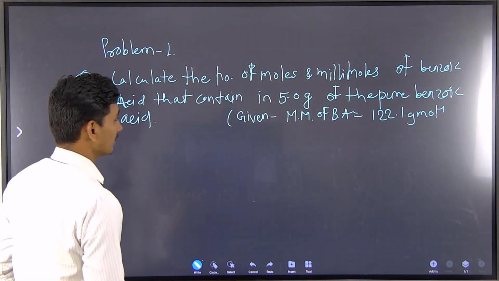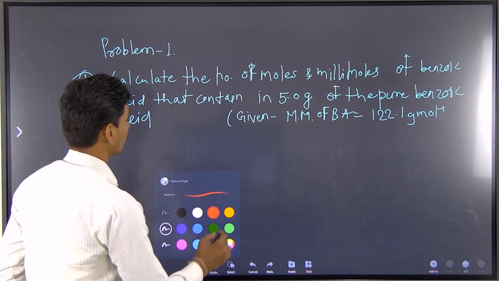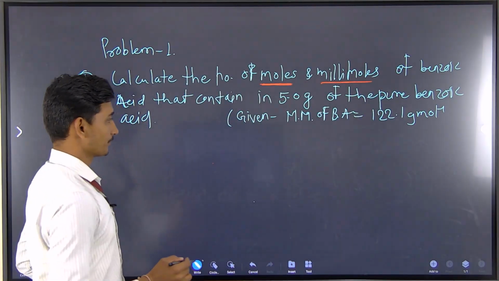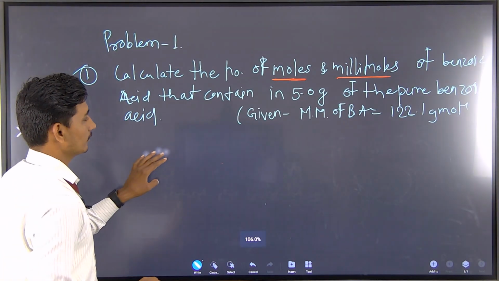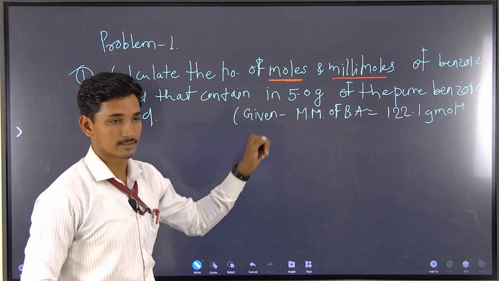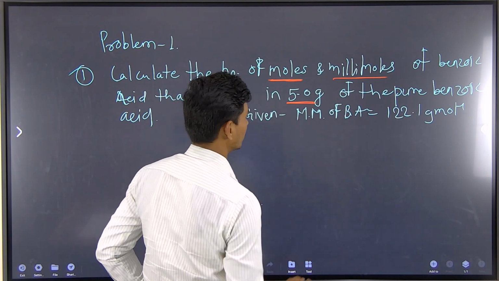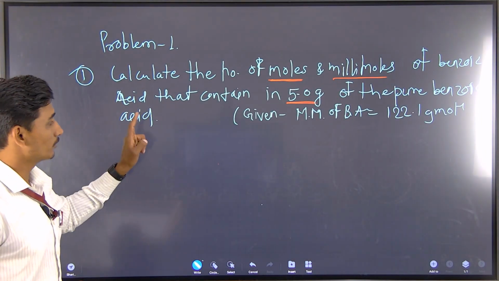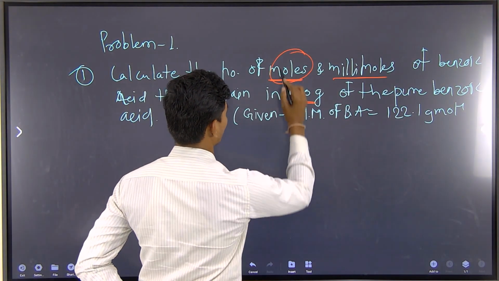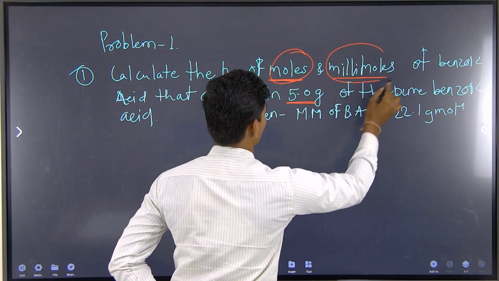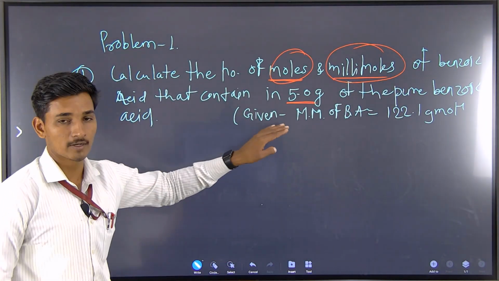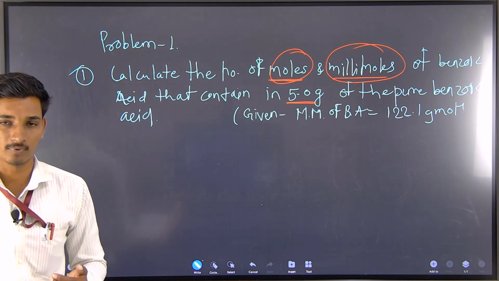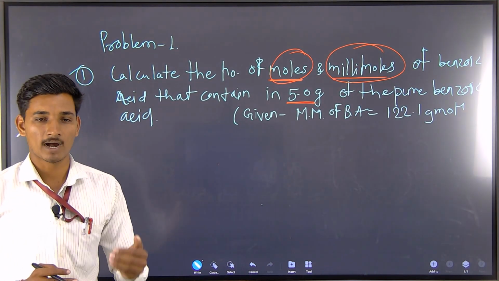Calculate the number of moles and millimoles of benzoic acid that are contained in 5 gram of pure benzoic acid. We must calculate the number of moles of benzoic acid and millimoles of benzoic acid that are contained in 5 gram of benzoic acid, that is, the number of millimoles and moles present in a given amount of the benzoic acid.